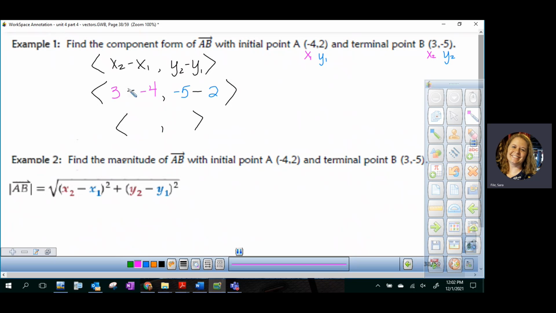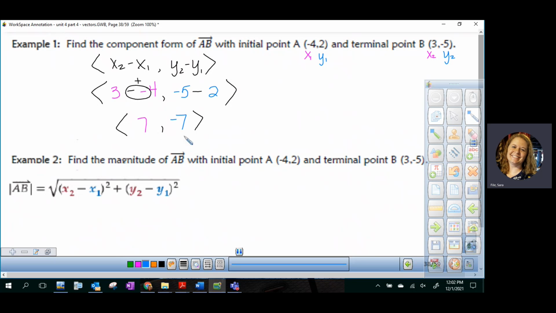So for my component form, what happens when I subtract a negative? Yeah, that becomes plus. So my horizontal component is 7, and my vertical component is -7. So the direction of this vector from its initial point to its terminal point, you would go right 7, down 7. Does that make sense?